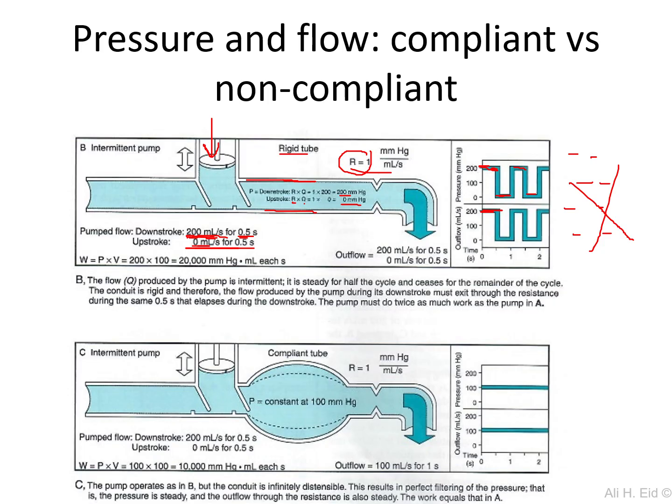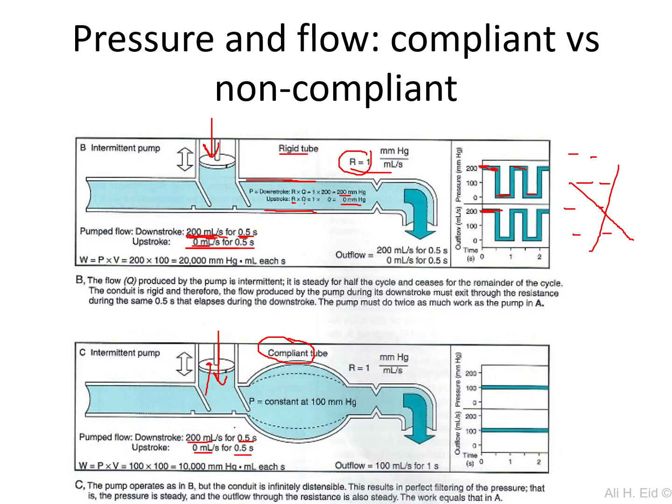Let's go to the next case when the vessel is compliant. Same numbers as we're ejecting, so stroke volume. The downstroke would be 200 mils per second for 0.5 seconds. During the upstroke, we have 0 mils being injected into the system for 0.5 seconds. So this is very similar to that. However, pay attention here. During the downstroke, because this is a compliant vessel, not all the volume is going to completely go through.